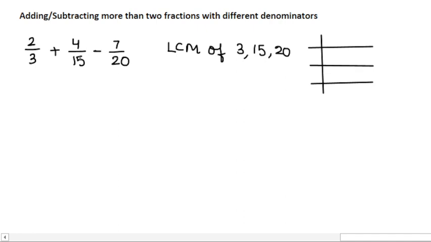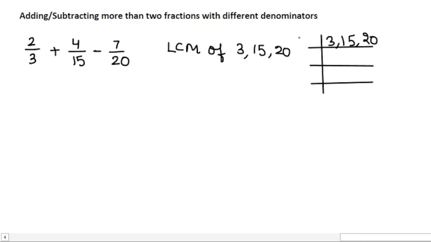There are a couple of methods of adding and subtracting fractions with different denominators. The one that I am going to be demonstrating here is by use of the lowest common multiple of the denominators. The denominators here being 3, 15 and 20. Let us first start by finding the lowest common multiple of the denominators. The method that I'm going to be using here again is the prime factorization method.